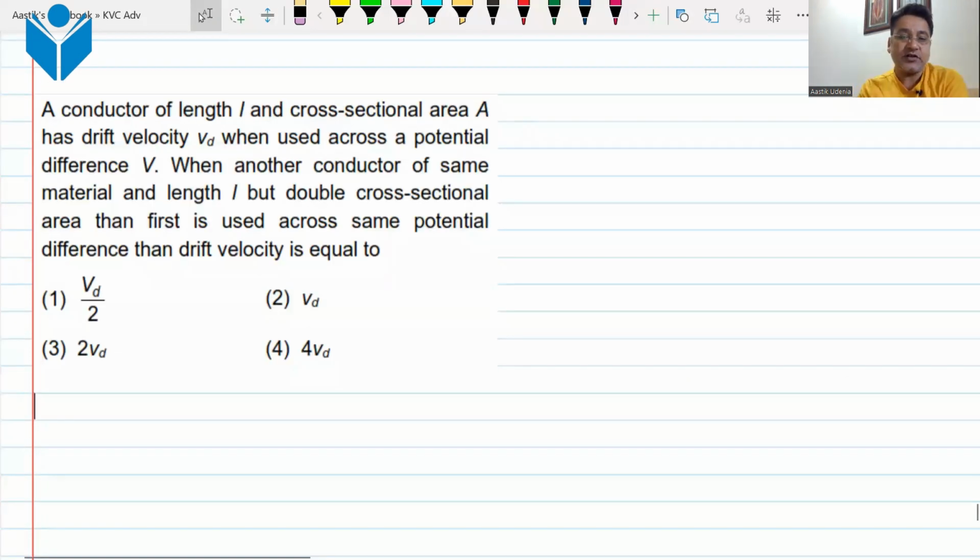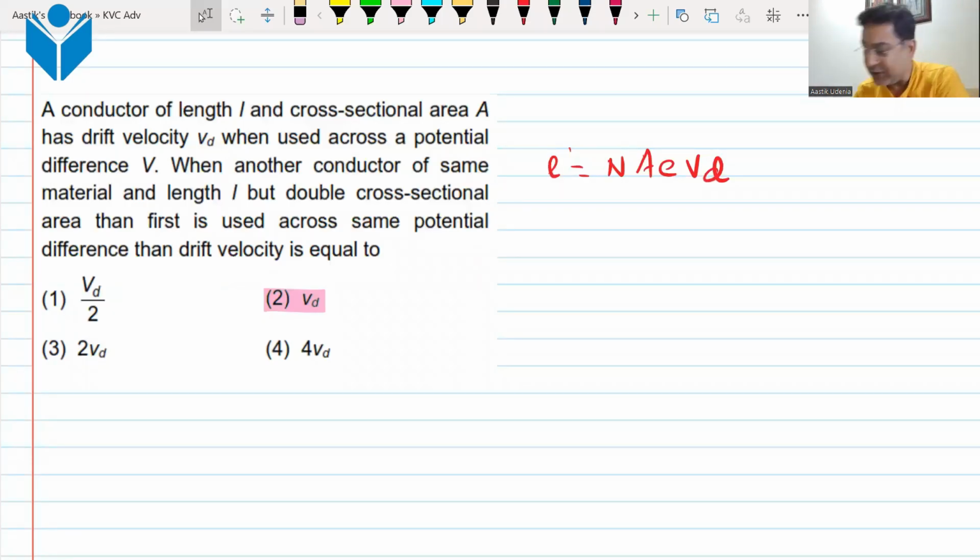This is the next question. A conductor of length L, area of cross section A, drift velocity Vd, is used across a potential difference of V. Another conductor of the same material and length L, but with double the cross-section area of the first. What would be the value of drift velocity? I recollect the same question probably I did in the class. Not even the wordings were different. Anyways, let's see if you can get the answer for this one.